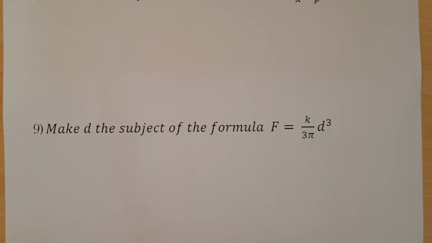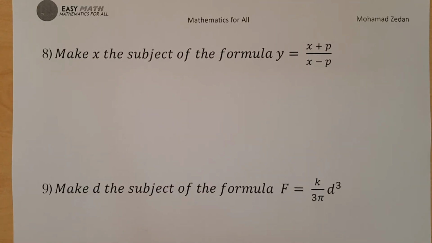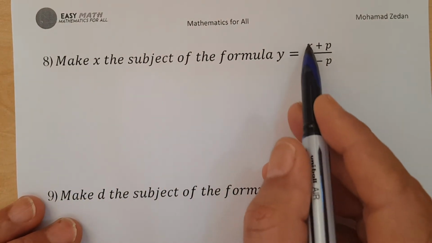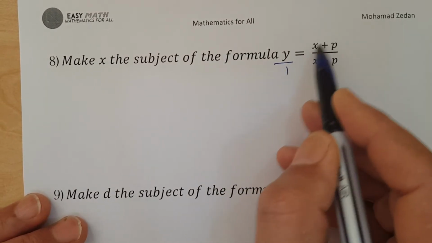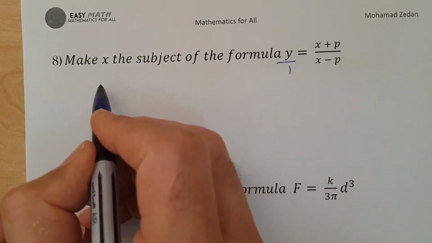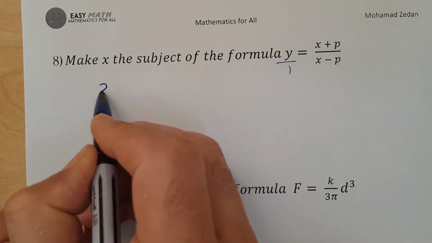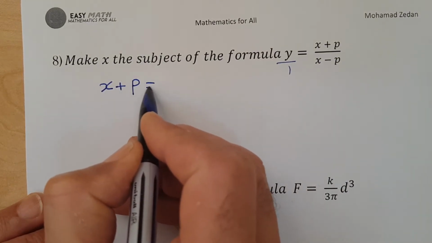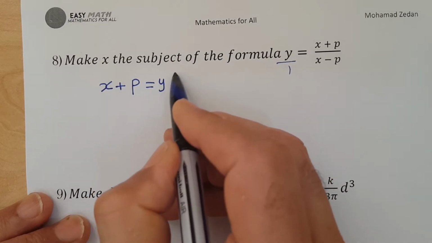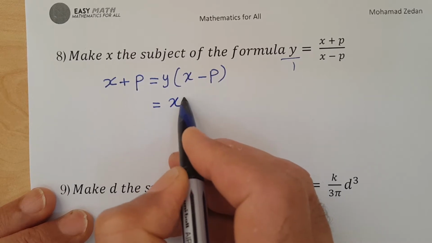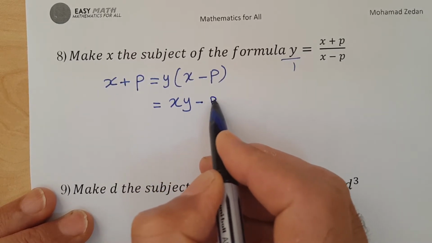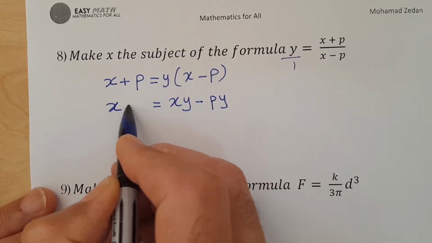More questions I have here, like question number 8. This one. Make x the subject. All x here also is spread into two terms in numerator and denominator. Cross multiplication, please. So x plus p times 1, x plus p is equal to y into x minus p. Remove the bracket. xy minus py is the same as x plus p.